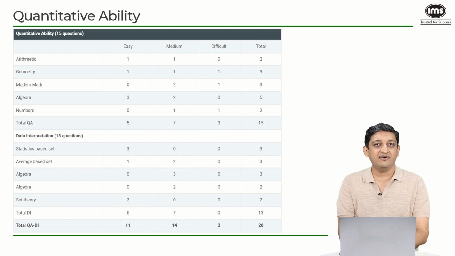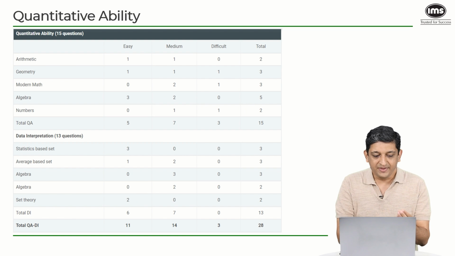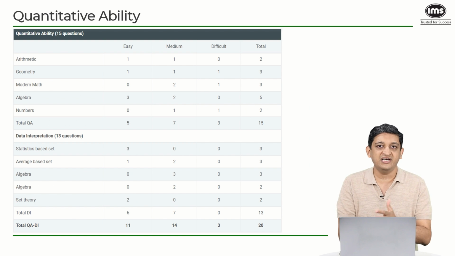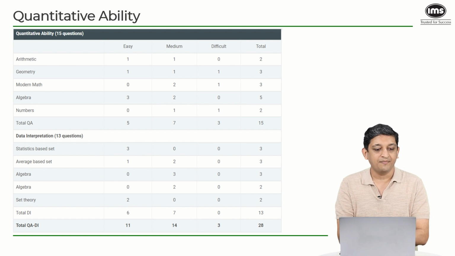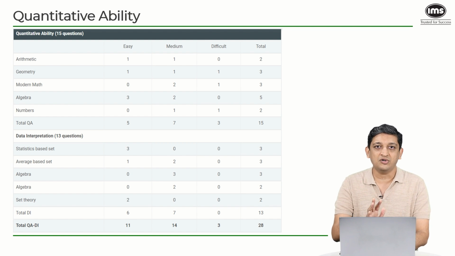In terms of the quantitative ability section, this is where things become similar to what would have happened at the CAT, except a few questions which are based on statistics and trigonometry and so on. Otherwise, you should be fine in the quantitative ability section of the XAT if you have prepared for the CAT.